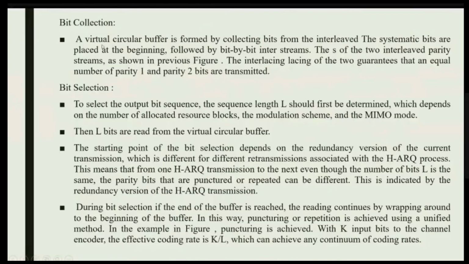Bit collection: a virtual circular buffer is formed by collecting the bits from the interleaved streams. The systematic bits are placed at the beginning, followed by the bit-by-bit interlaced parity streams. These two interleaved parity streams are shown in the previous figure. The interlacing of the two guarantees that an equal number of parity 1 and parity 2 bits are transmitted.